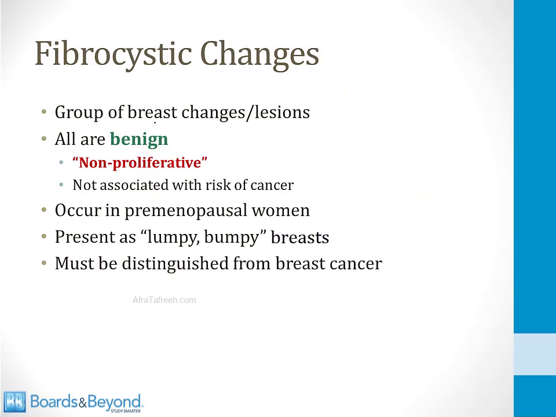This is a group of breast disorders. It's a group of breast changes or lesions, and these are all benign. They're called non-proliferative breast lesions. They are not associated with an increased risk of breast cancer. These usually occur in premenopausal women, and the women often present to their doctor with a complaint of lumpy, bumpy breasts. And the tricky part here is you need to distinguish this from breast cancer. You don't want to ignore a breast cancer and presume it's a benign fibrocystic change of the breast.